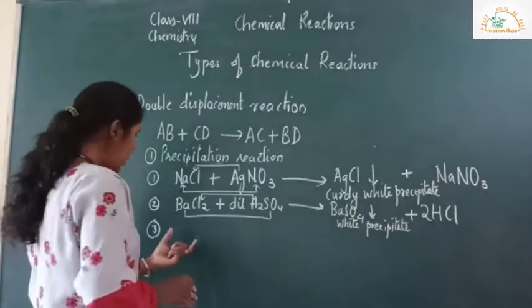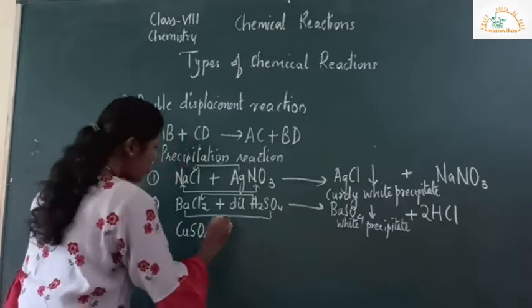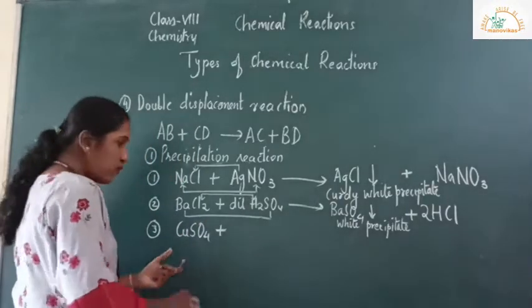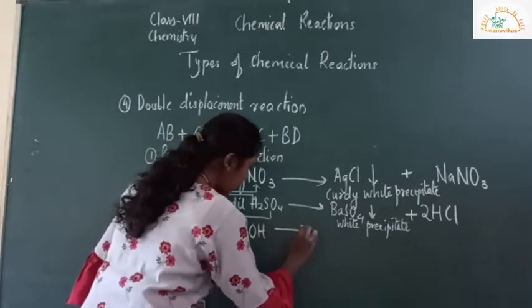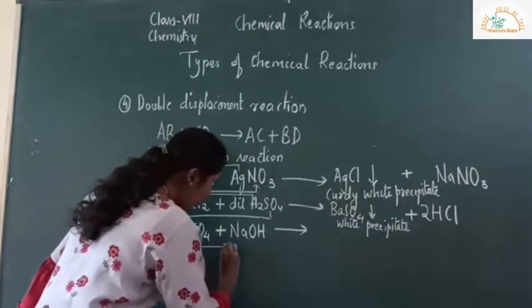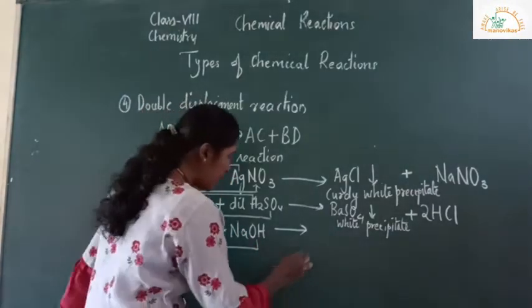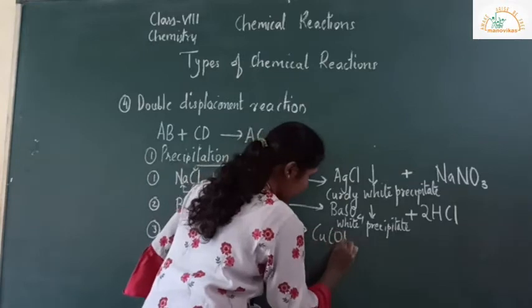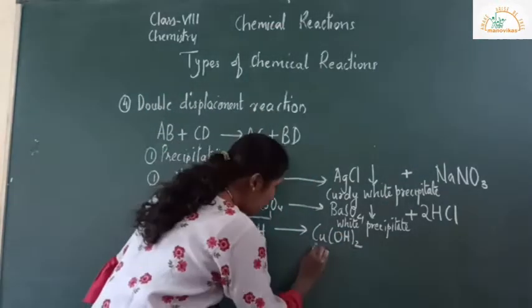let's take copper sulfate. Now this equation, when I treat it with sodium hydroxide, what will I get? There will be the exchange of ions. So copper will combine with the hydroxide of sodium hydroxide and I will get the precipitate as copper hydroxide, Cu(OH)2. Now this copper hydroxide is a pale blue precipitate.